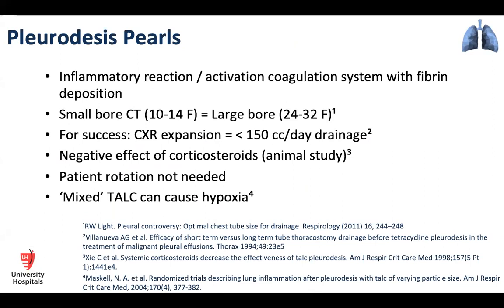For successful pleurodesis, you need complete expansion of the lung. So you want to demonstrate that the lung is expandable with less than 150 cc of daily drainage. You should be able to keep the chest tube clamped for 2 to 3 hours after pleurodesis without the lung dropping. You don't really use corticosteroids, and patient rotation that was done previously is no longer recommended.